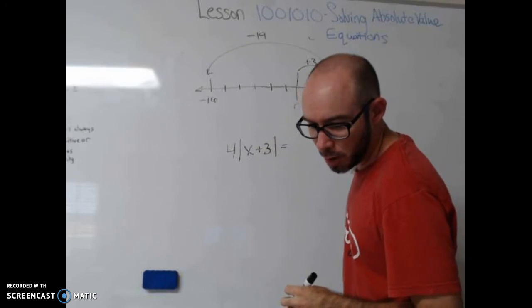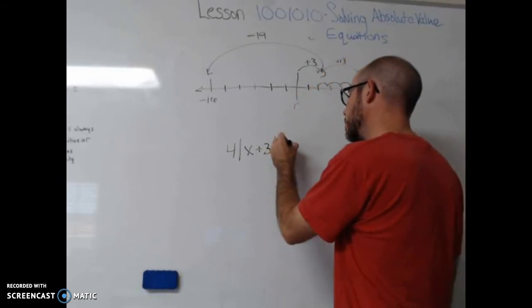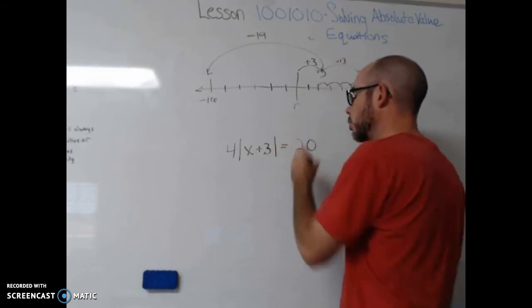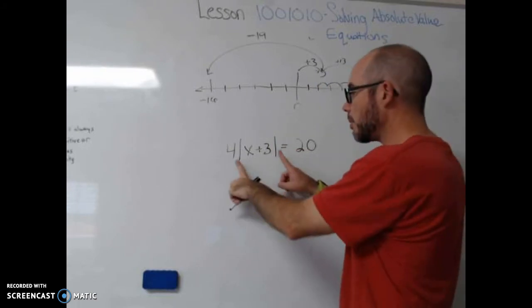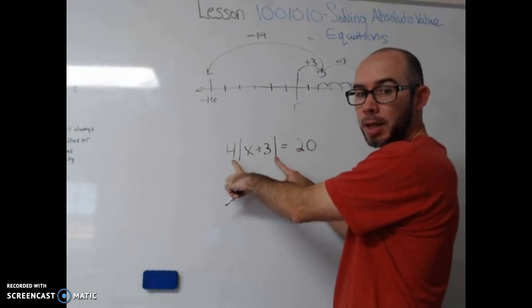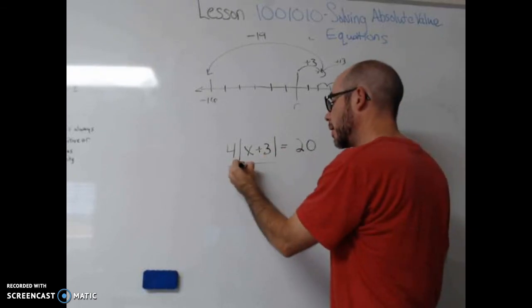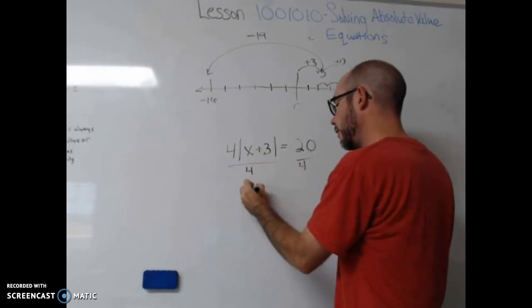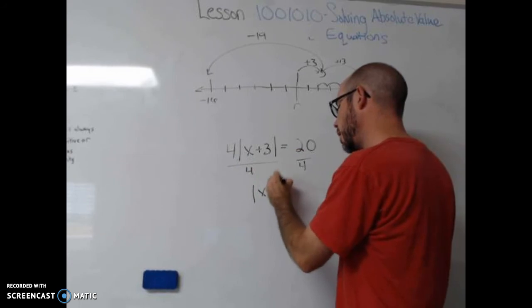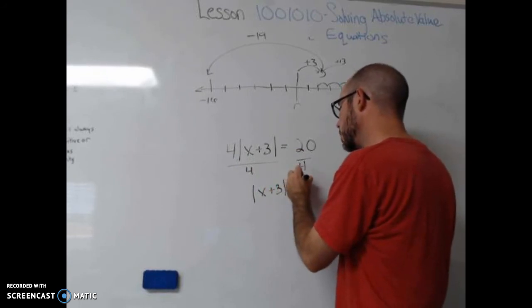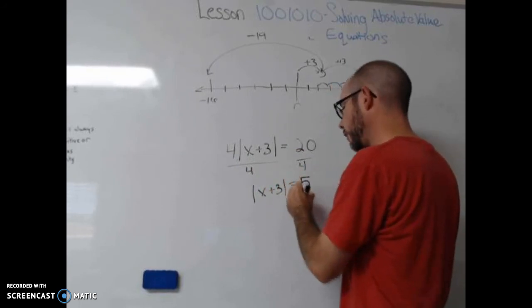Let's make it... I'll use something that's like it. Let's do 20. Okay, we can't mess with this yet, but we can move it to the other side by dividing both sides by 4. So the absolute value of x plus 3 is 5.